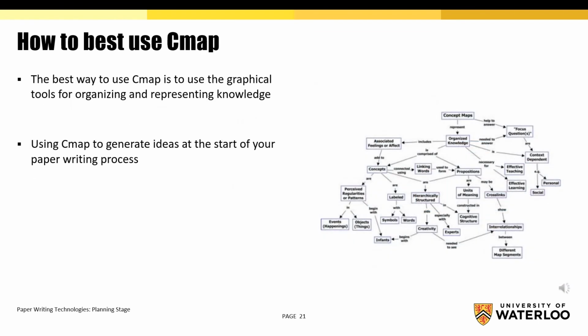How to best use CMAP. The best way to use CMAP is to stay true to the original purpose of concept mapping, which is that concept maps are graphical tools for organizing and representing knowledge. By immediately plotting down ideas and having them out in a visual way, it becomes much easier to expand upon these ideas. Using CMAP to generate ideas at the start of your paper writing process, as well as using it to keep track of the ideas you may want to use, is usually a good start when working with CMAP.